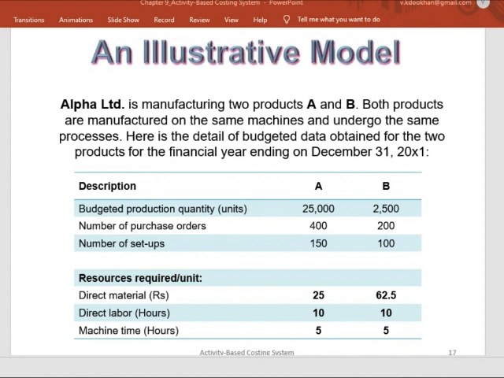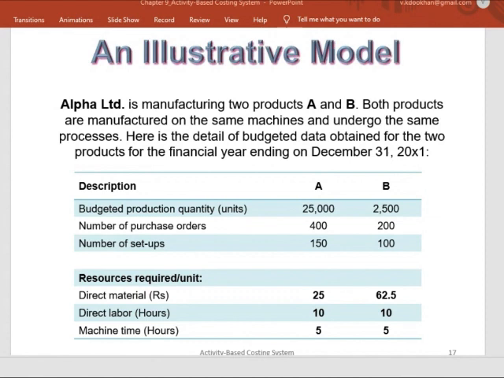So we have here Alpha Limited, which is manufacturing two products, A and B. Both products are manufactured on the same machines. They are using the same machine to produce A and B and undergo the same processes. So they are alike, the products, but they are two products. Here is the detail of budgeted data obtained for the two products for the financial year ending December 31st, X1.